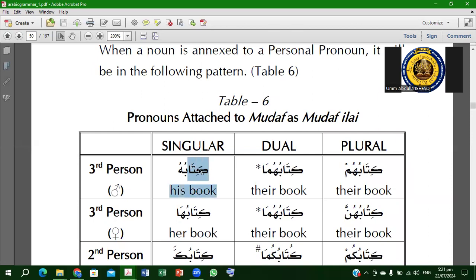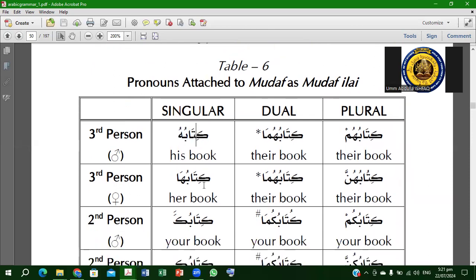Kitabuhu, his book. This is also showing possession, right? As we say, Kitabullahi, Allah's book, or we can say his book. Same, it is showing possession. So it can be with a pronoun also, right? Kitabullahi, Allah's book, and Kitabuhu, his book, right? If we don't use the nouns, we can use pronouns, but it will be the same, showing possession, right?